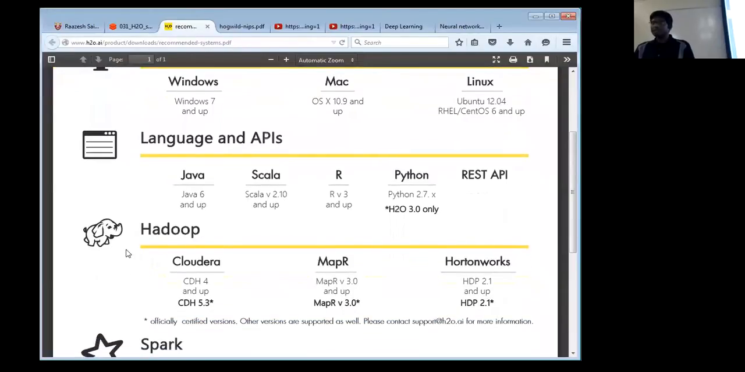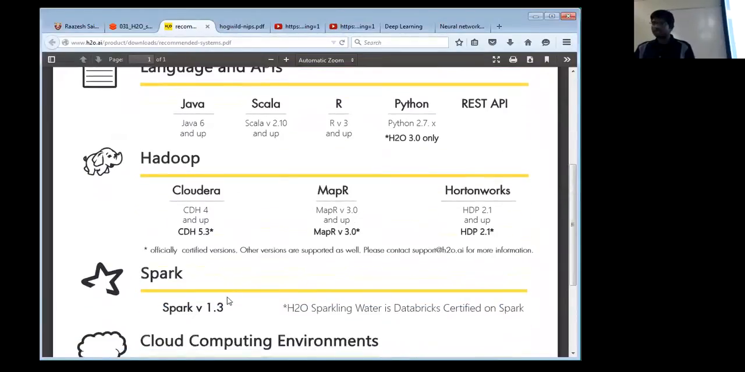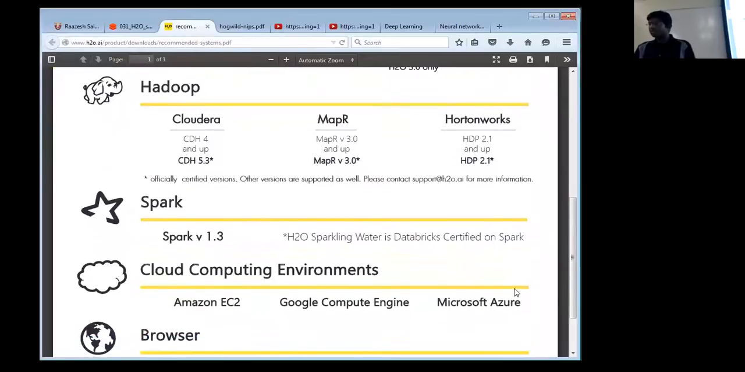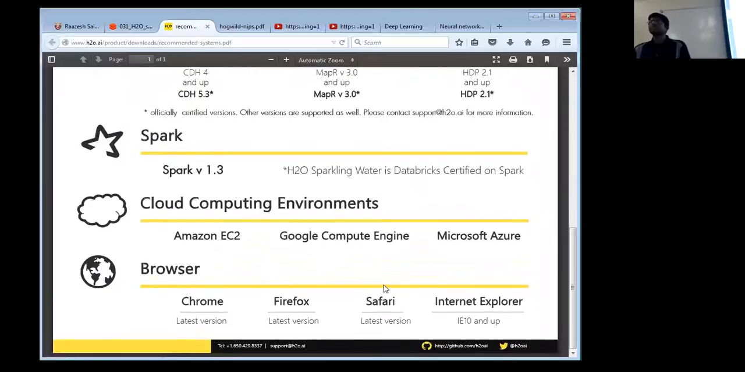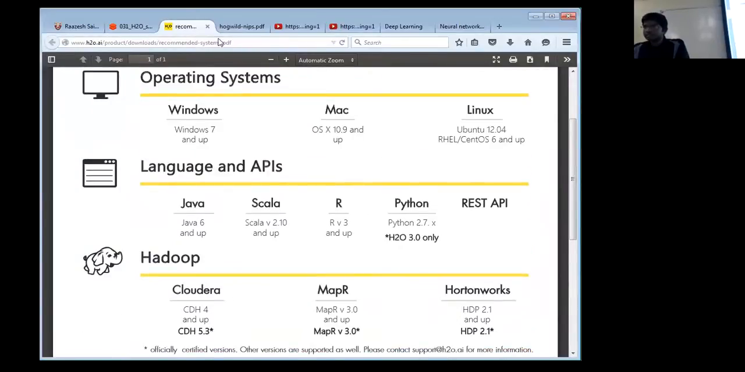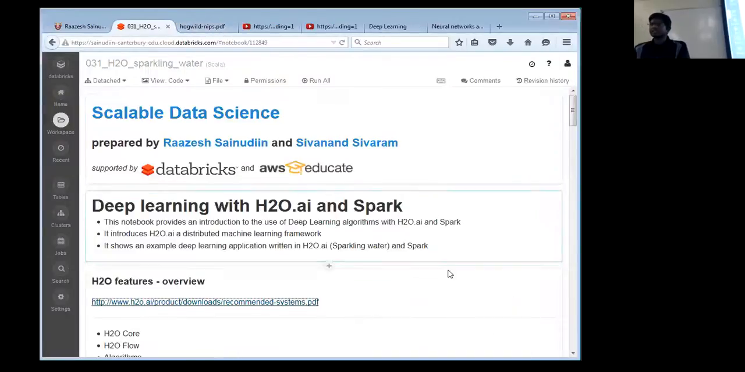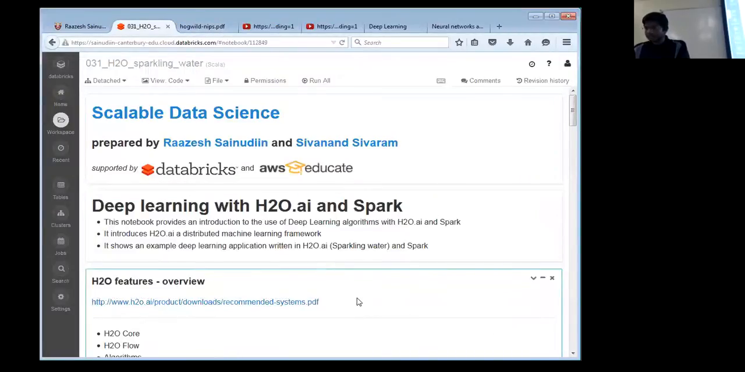It can run on top of the big data frameworks and the Hadoop distributions like Cloudera, MapR, Hortonworks, and on Spark. It can run on the cloud computing environments. And because it has a REST API, it can run on your browser itself. So they give you a UI which you can run on the browser, and you can tune all your parameters, and you can choose your algorithm, and you can just run it on a data set. Okay, so it's quite good. And it's written in Java and Scala.